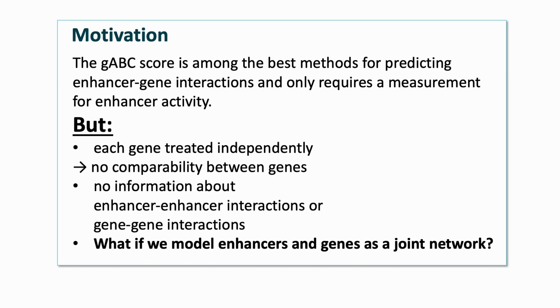Each gene is treated independently, so you can't really compare across different genes. You don't know which might be more regulated or less regulated, which is more complex. And also we don't get any information about enhancer-enhancer interactions or potential gene-to-gene interactions. And we thought we could actually include this if we model enhancers and genes together in a joint network.